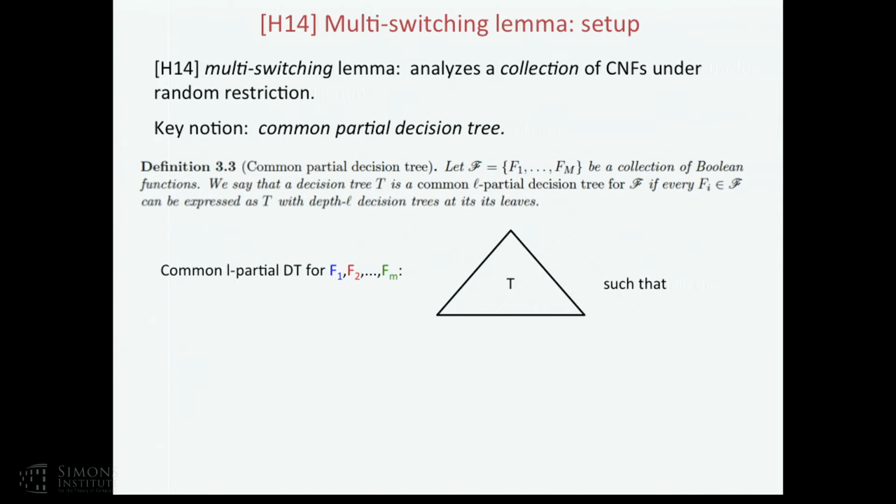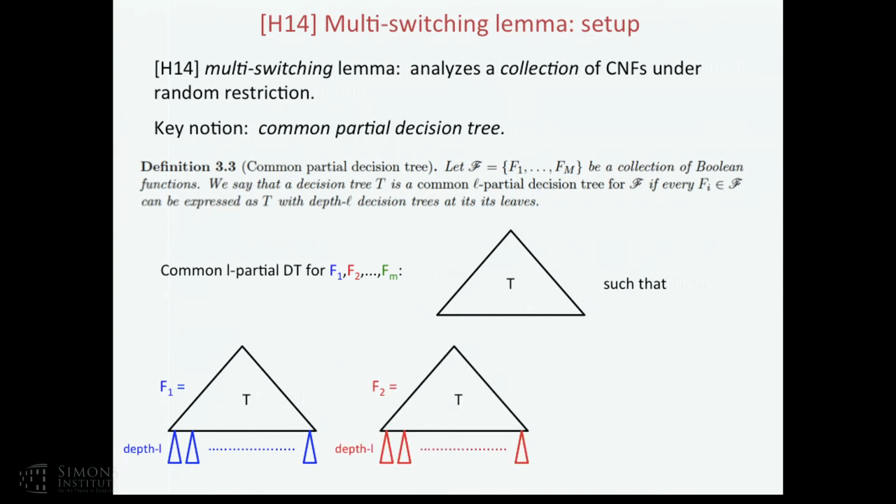So I think a picture helps. If this is my family of functions, F1, F2 through Fm, a common L partial decision tree is just a decision tree T such that I can write F1 as this decision tree with little depth L decision trees glued onto the bottom. Right, it's common to all of them. F2, the same tree T with different depth L decision trees glued on at the bottom. So it does the brunt of the work, and you have to do a little bit of cleanup. You could think of it as the different depth L trees down at the bottom. So this is this notion of a common partial decision tree for a family of functions.